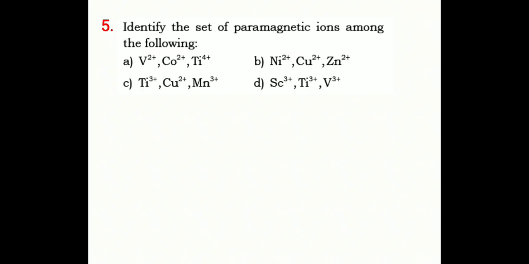And the fifth one, identify the set of paramagnetic ions among the following. In this case it is very simple. If you see here, go on seeing: Ti4+ has 0 valence electrons, that is argon configuration. In this case Zn2+ is there, hence it is not the answer. Here Sc3+ is there, it is not the answer. So hence the answer for this question is C.